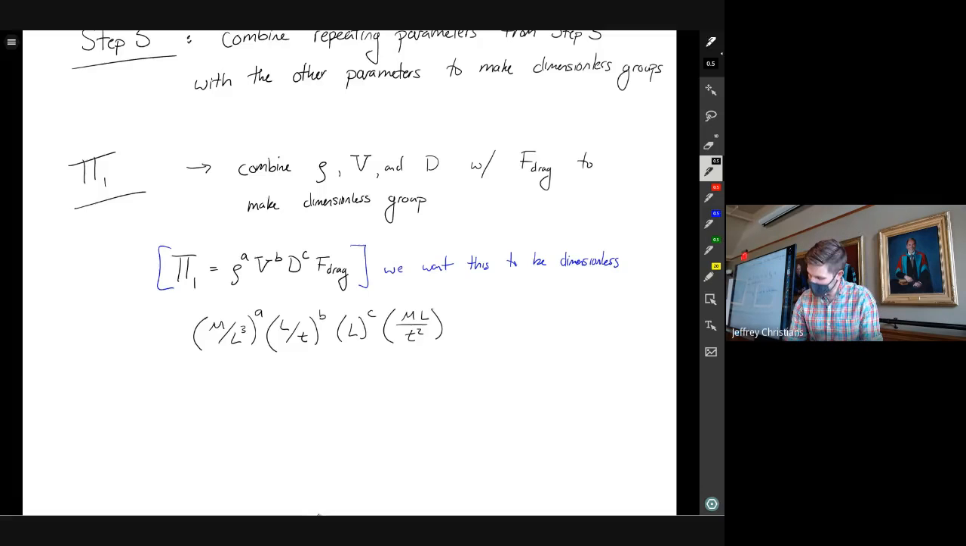For this to be dimensionless, our final units are mass to the 0 power, length to the 0 power, time to the 0 power. Everything is raised to the 0 power, so they're all 1. So what we need to do is choose values of A, B, and C to make this true.